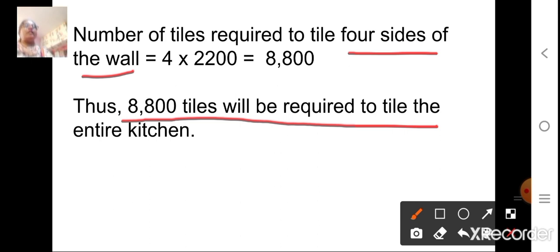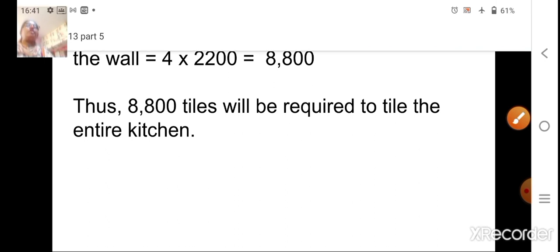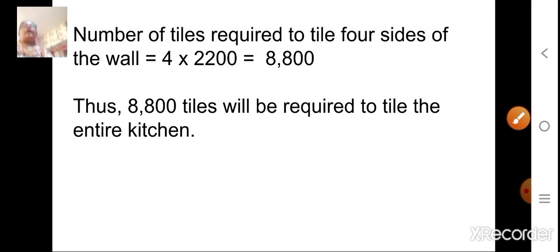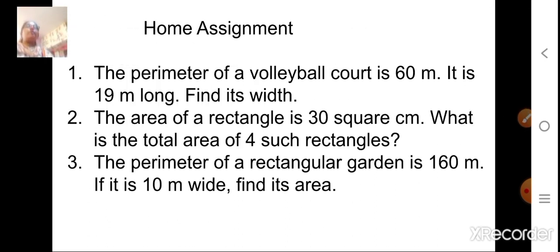So read the problem sum again and again and then solve it. Just find out what information is given and what you need to find out. Now based on these word problems, here are 3 home assignment sums for you. The first one is the perimeter of a volleyball court is 60 meter. It is 19 meter long. Find its width. The second one is the area of a rectangle is 30 square centimeter. What is the total area of 4 such rectangles? And the third, the perimeter of a rectangular garden is 160 meter. If it is 10 meter wide, find its area.